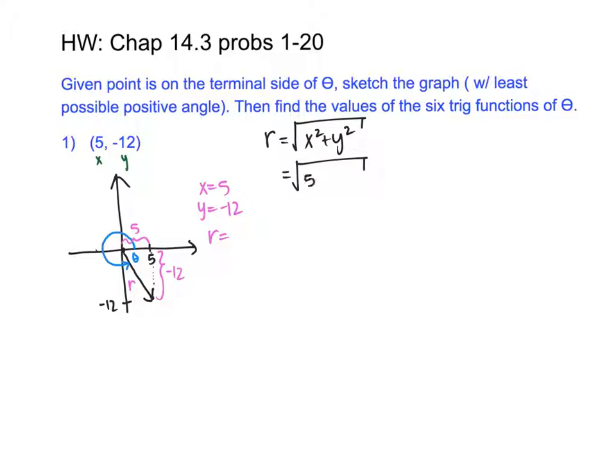And so that's going to be 5 squared plus negative 12 squared. If I work this out, 5 squared is 25, plus 144. So 25 plus 144 is 169. Take the square root of that, that's 13. So that means my r is 13.